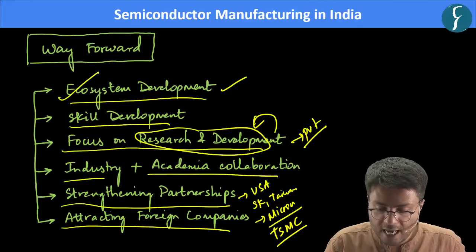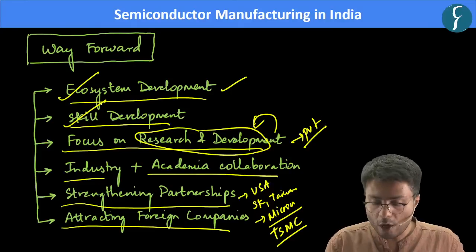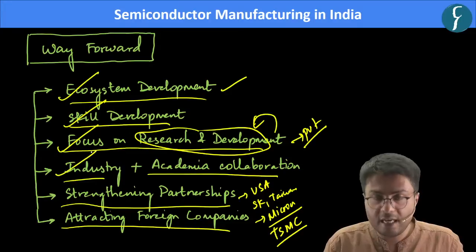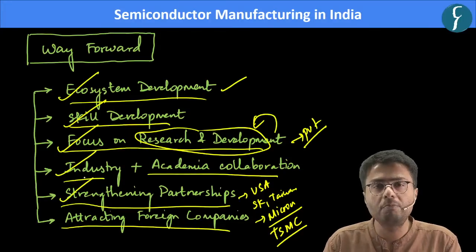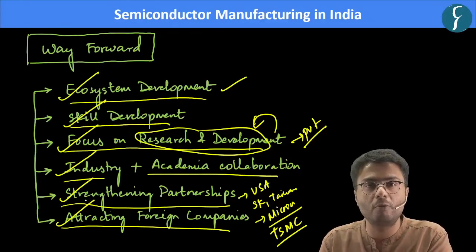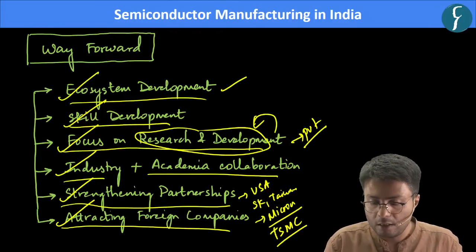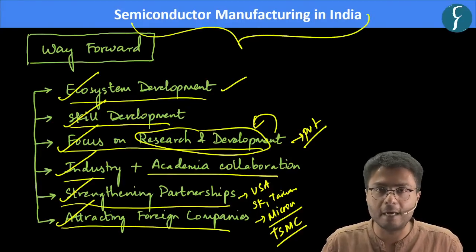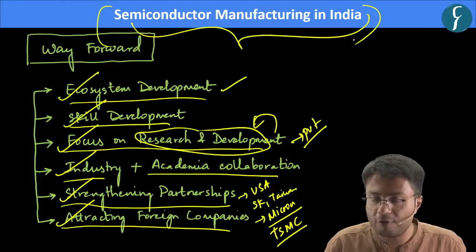Hence, by undertaking ecosystem development, undertaking skill development, focusing on research and development specifically by the private sector, undertaking industry and academic collaboration, strengthening our partnerships with like-minded nations, and attracting foreign companies to set up their manufacturing in India, we will be able to provide a better and comprehensive semiconductor manufacturing ecosystem in India. Hence, this was all for today's discussion on semiconductor manufacturing.